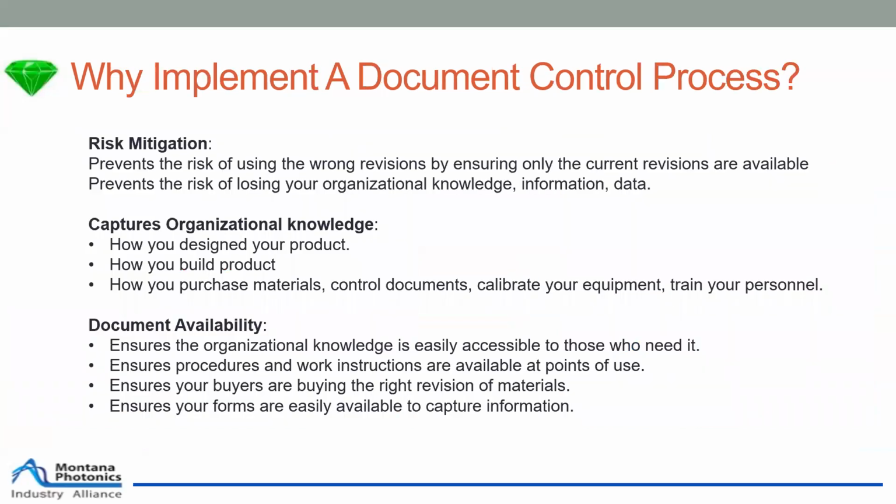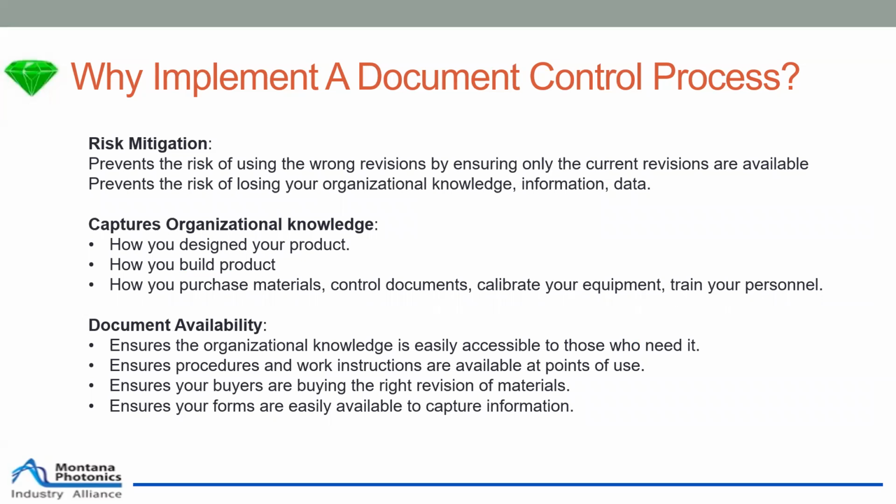Why implement a document control process? The primary reason for implementing a document control process is to reduce risk. And in this case, what we're talking about is the risk of losing your organizational knowledge, information, and data. It also prevents the risk of using wrong revisions by ensuring only the current revisions are available.